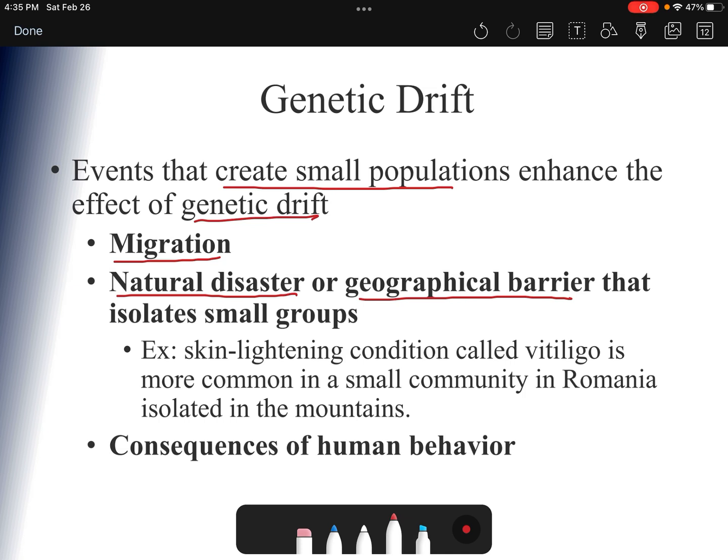Example: the skin lightening condition called vitiligo, I think I pronounced that right, is more common in a small community in Romania that's isolated by mountains. So there they have a geographical barrier that kind of cuts them off from everybody else. Therefore, their sampling size is small, and if they're only around people that have that condition, and they're choosing to settle down and have children with people in that area, that gene pool is very concentrated.